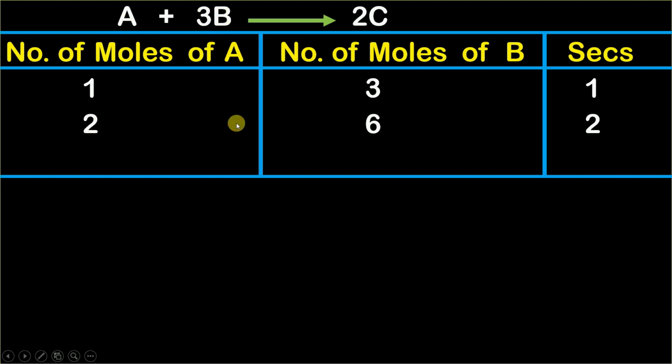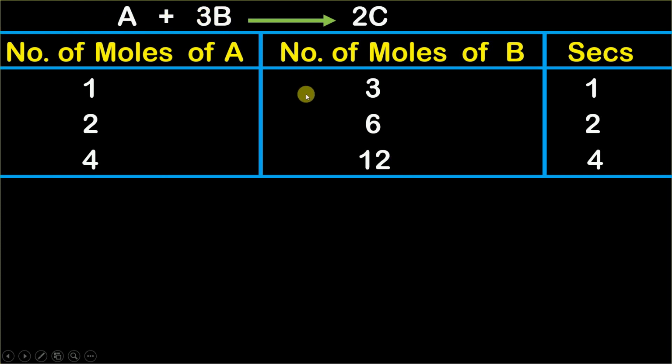Another example: what if 4 moles of A get consumed? If 4 moles of A get consumed, then 12 moles of B will get consumed. So how are you finding the number of moles of B? By simply multiplying by 3. If you multiply 1 by 3, you get 3. 2 into 3, you will get 6. 4 into 3, you will get 12. So as you can see from the reaction itself, if 1 mole of A is getting consumed, 3 moles of B are getting consumed.